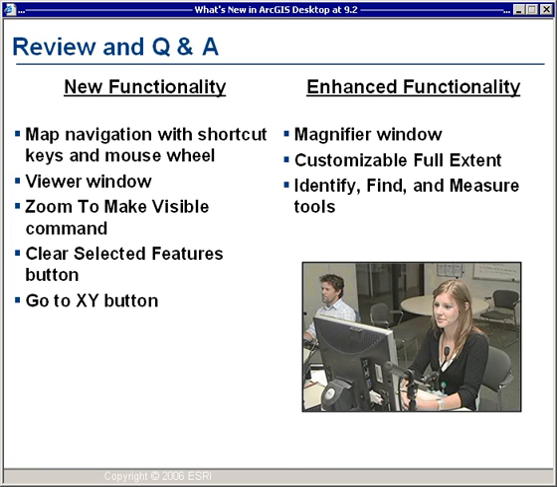So in this section, we covered some new functionality, including map navigation using shortcut keys and the mouse wheel, as well as that new viewer window that takes a static snapshot. We also learned about the zoom to make visible command, and the clear selected features is now on the tools toolbar. And I demonstrated for you the new go to XY button. Some enhanced functionality is the magnifier window that we can customize our full extent and use the identify, find, and measure tools with a little bit added functionality.